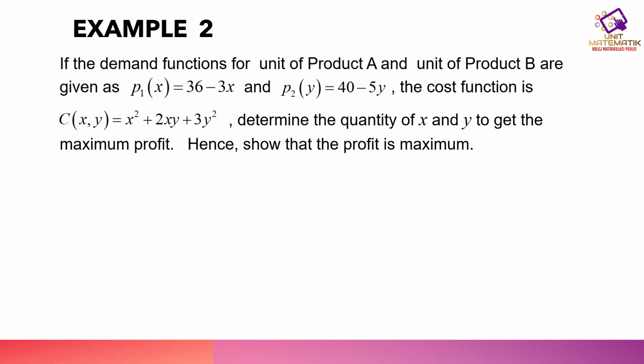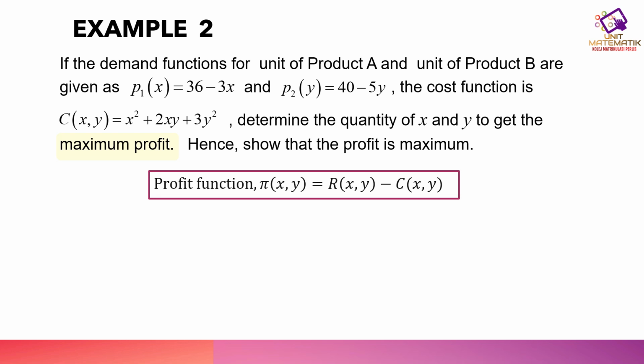So in this case, to determine the quantity of x and y to get the maximum profit, that means we have to find the profit function, then we maximize the function. Okay, so the profit function, if you still remember, is revenue function minus cost function. The cost function is already given in the question. So now we want to proceed to find revenue.